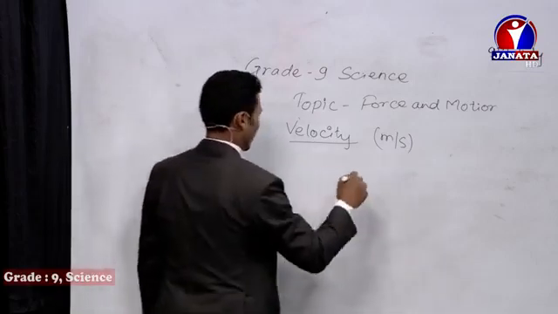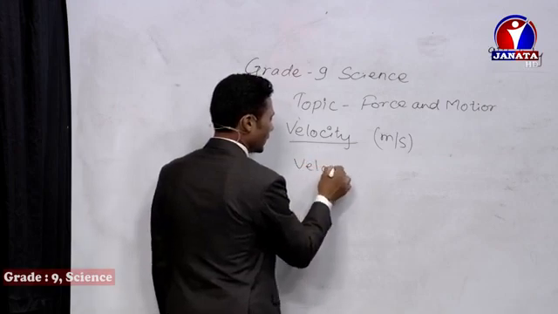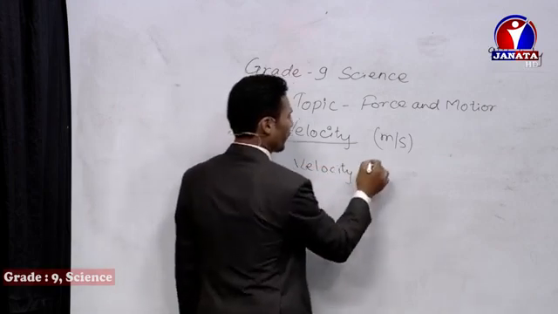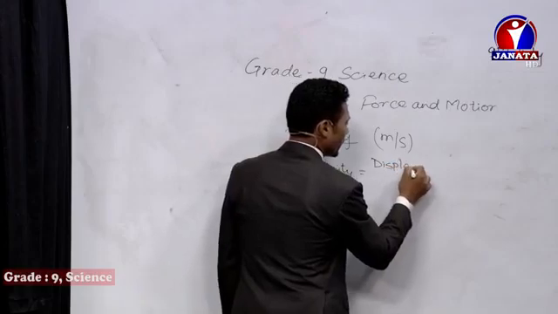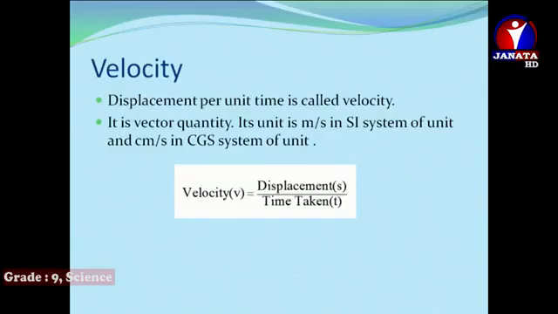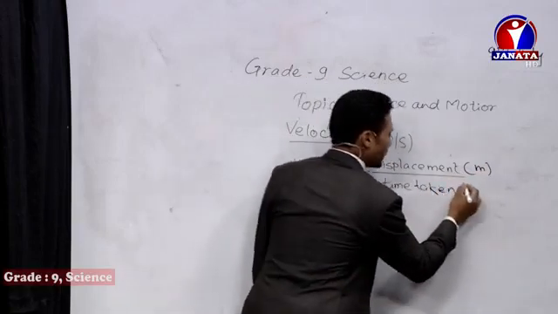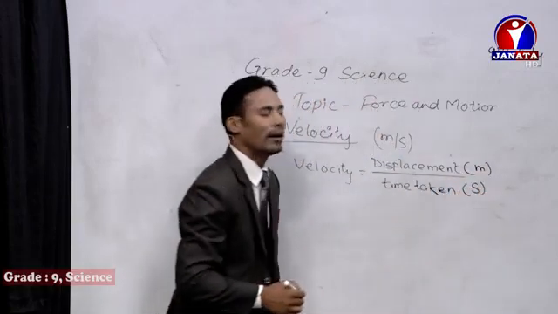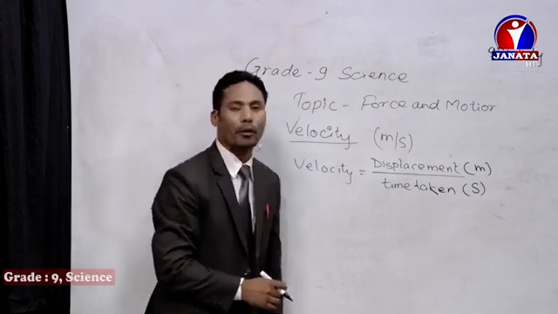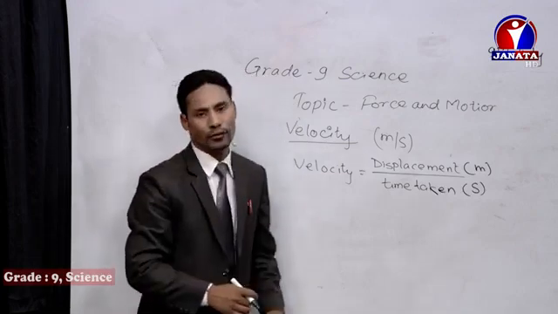So let's write down the formula for this. Velocity equals displacement divided by time taken. So this one, displacement divided by the time taken, is the formula for this velocity. And this displacement is measured in the meter, and the time taken is measured in the second. That's why the SI unit is the meter per second for measuring this velocity.